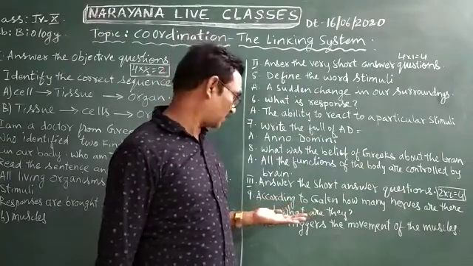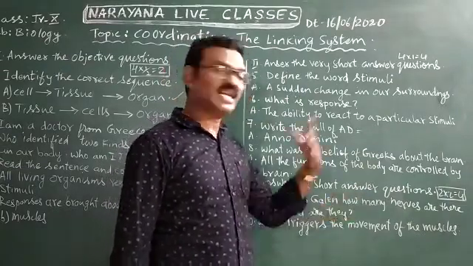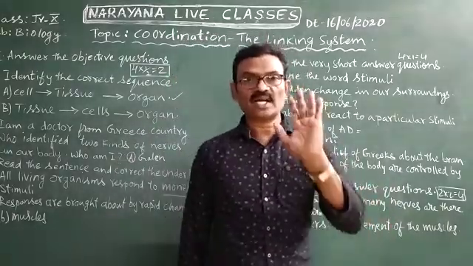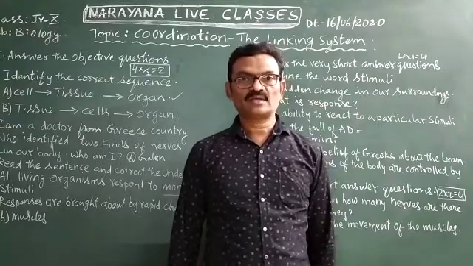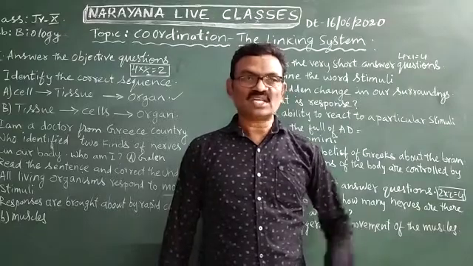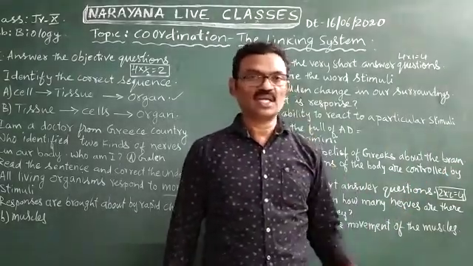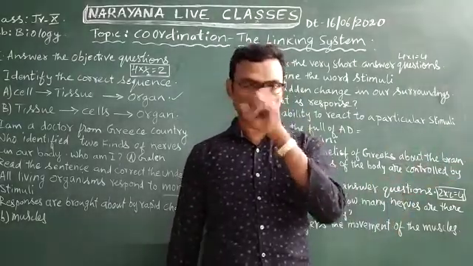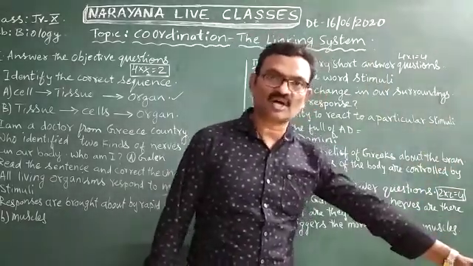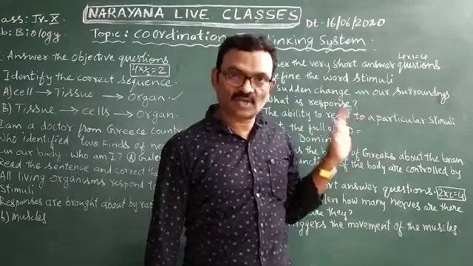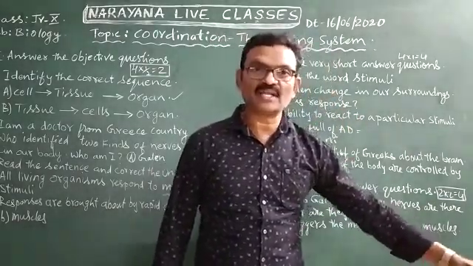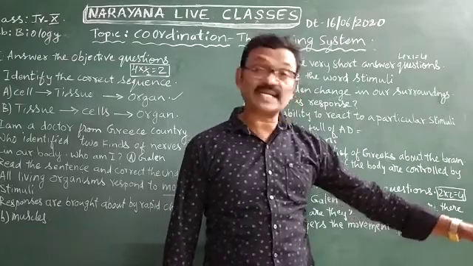That means a short answer question. According to Galen, how many nerves are there in our body and what are they? According to Galen, there are 2 types of nerves. They are sensation nerves and action nerves. Sensation nerves are called sensory nerves and action nerves are called motor nerves. That means when we place our hand on a hot object, immediately we draw back our hand. When we place our hand on the hot object, we find that it is hot.